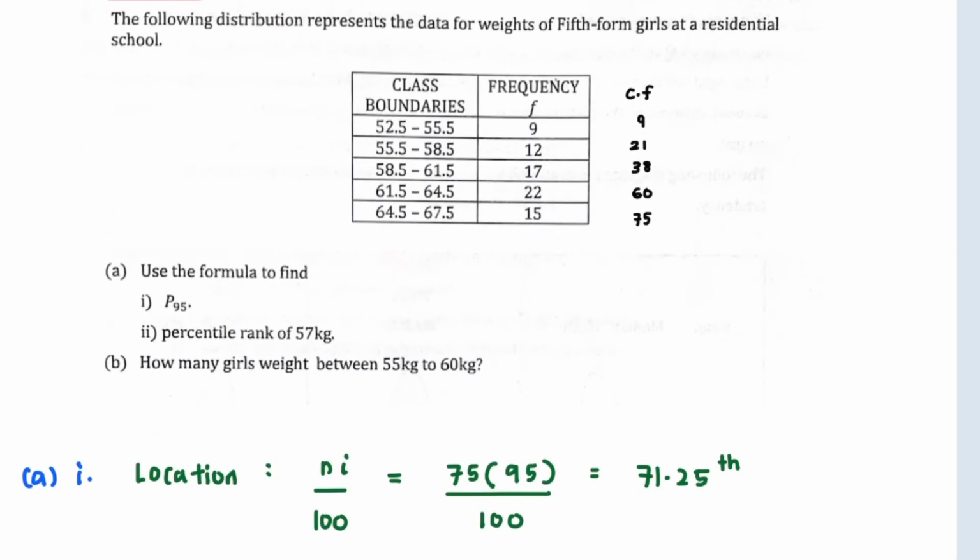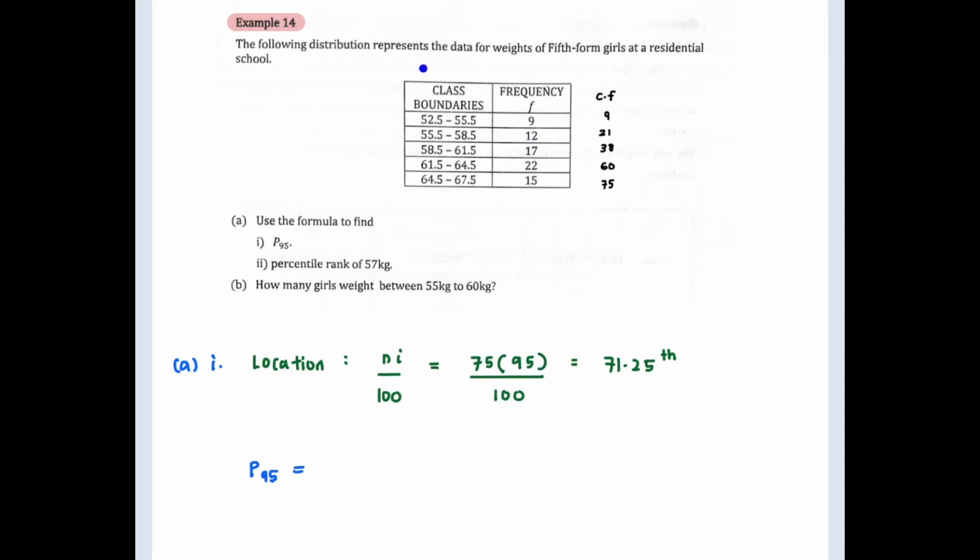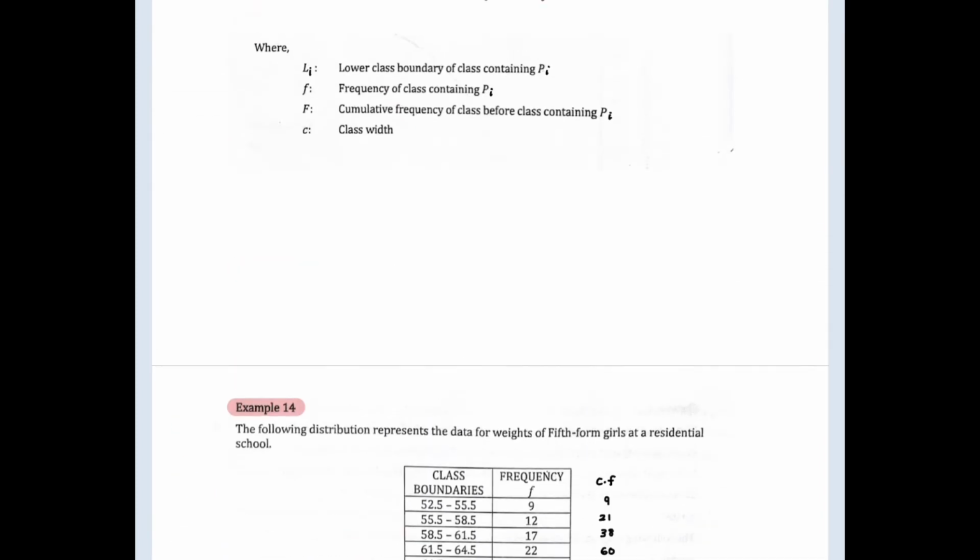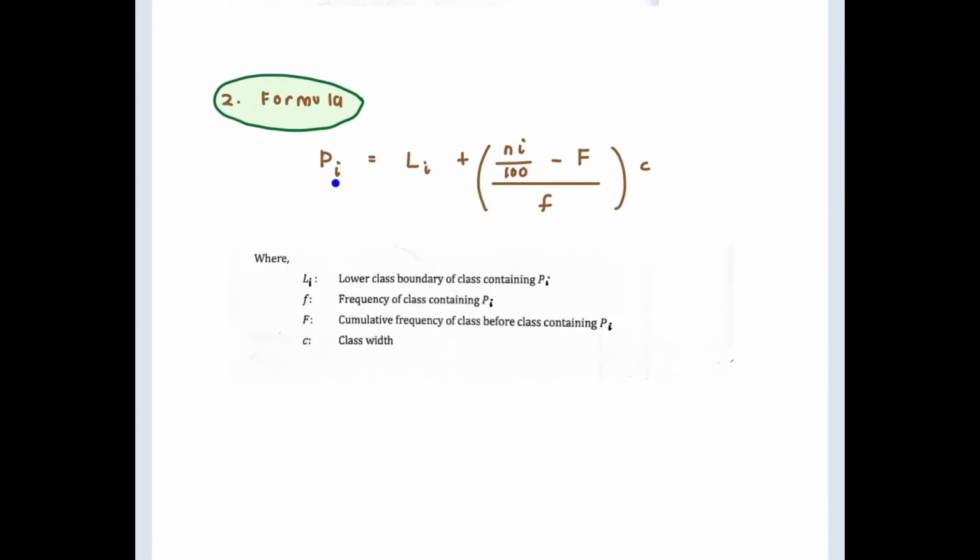Let's look at example number 14. The following distribution represents the data for weight of 5th form girls at a residential school. You have the first column as the class boundaries and the second column as the frequency. The question asks, use the formula to find P95 and the percentile rank of 57. So how to find P95? P95 refers to this formula. Your i here will be 95.